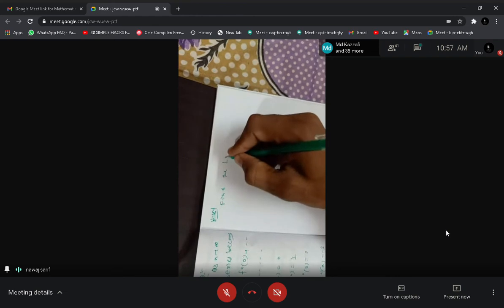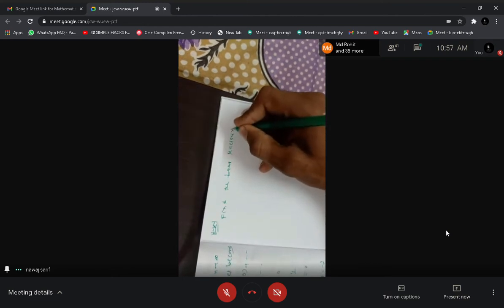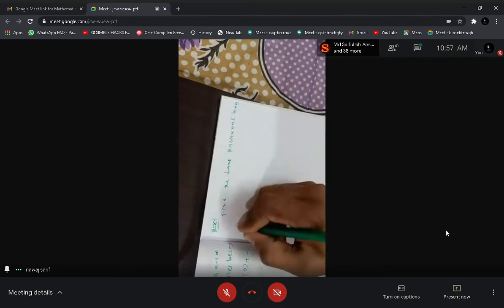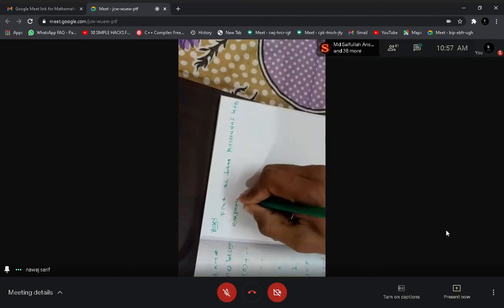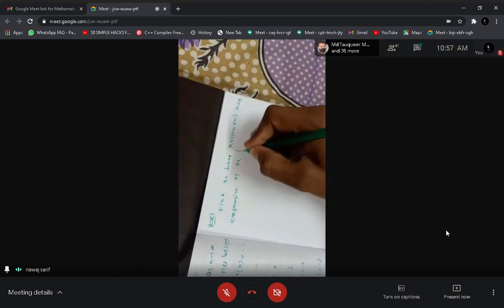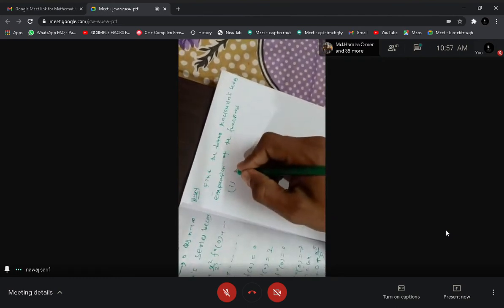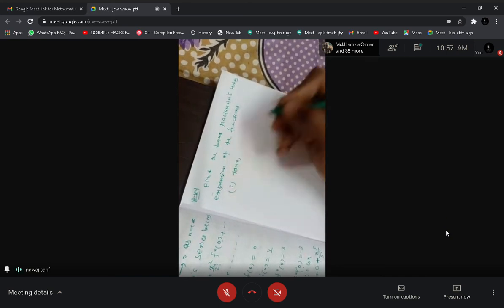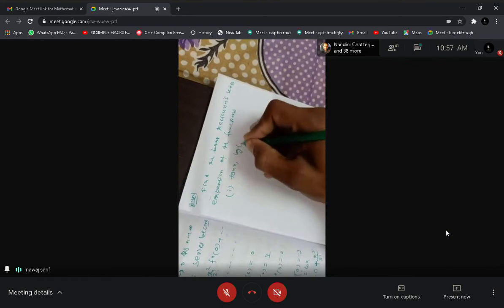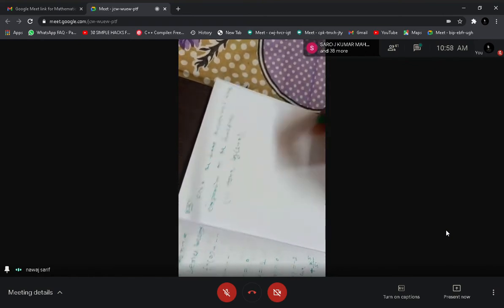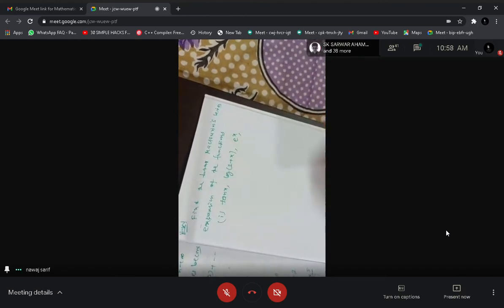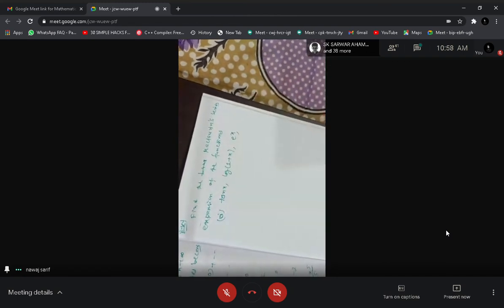So find the Maclaurin's series expansion of the functions: number 1, tan x, log 1 plus x, e to the power x.